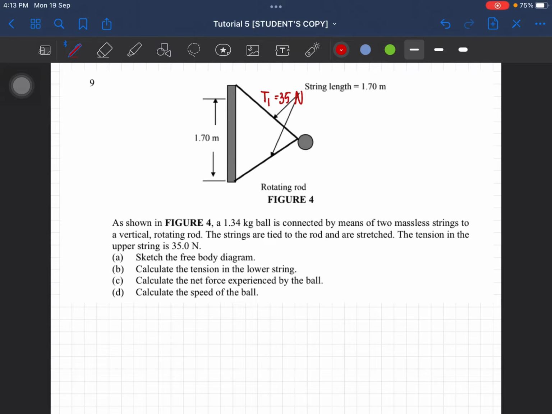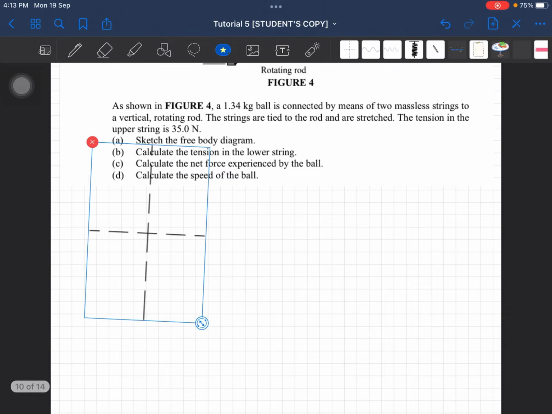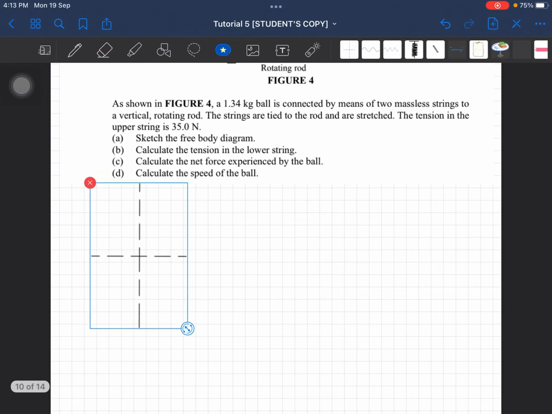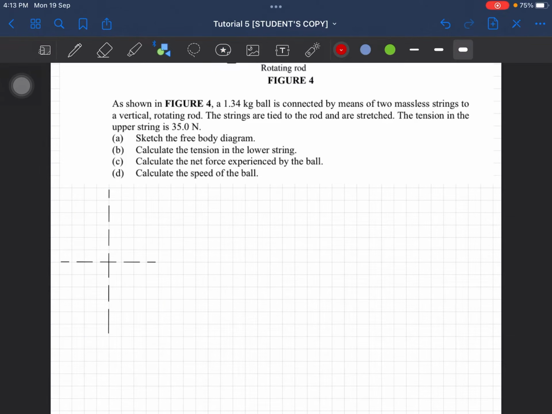Then we have to sketch the free body diagram. Okay, now let's draw the free body diagram. So we have this here. And then we are going to have weight force through the ball. And then we have tension. Okay, so this is the angle.